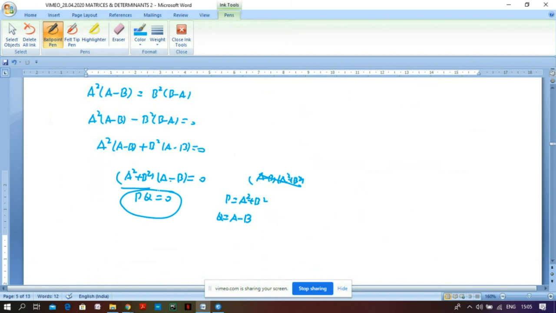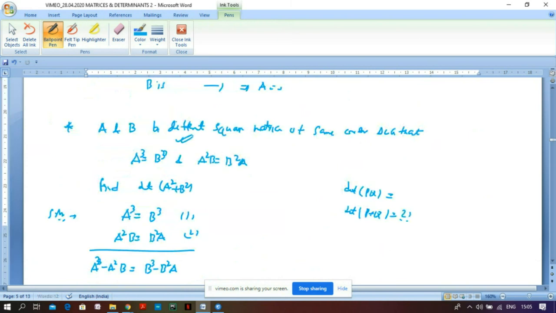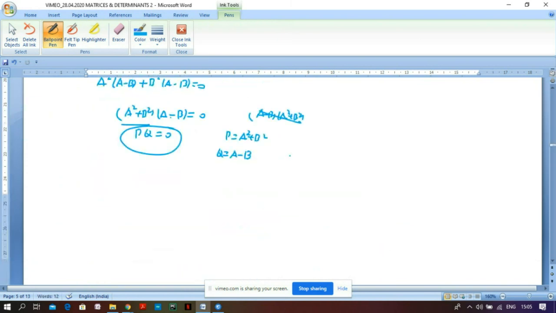And then remember A is not B. A and B are given to be different matrices. So A is not B. That means this Q is not 0. So we are back to our result that the product of two matrices is 0 and one of them, namely Q, is non-zero. Then the other, namely P, must be singular, which means det of P must be 0. And so det of A square plus B square equals 0. So we have finished this problem; this kind of thing will come.